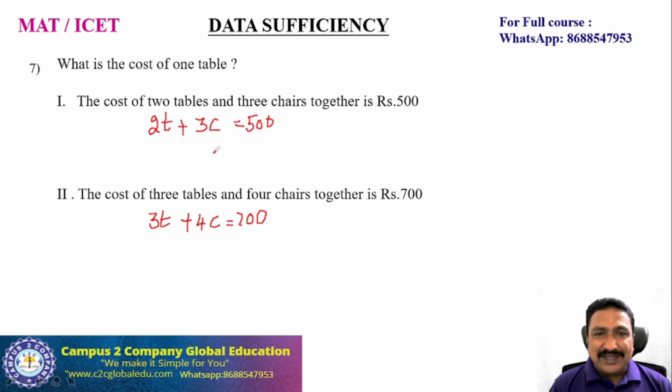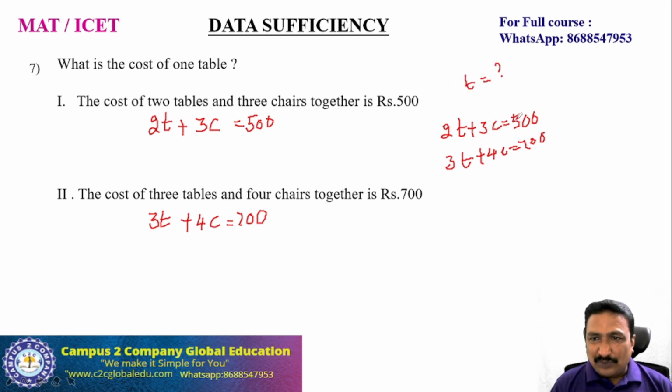When you are not finding the answer from the first statement alone and the second statement alone, we have to combine both the statements. The first statement is 2T plus 3C is equal to 500 and the second statement is 3T plus 4C is equal to 700. We want to find the cost of a table. There are 2 different equations, so we can find it by multiplying the first equation by 4 and the second equation by 3, then subtracting both equations.